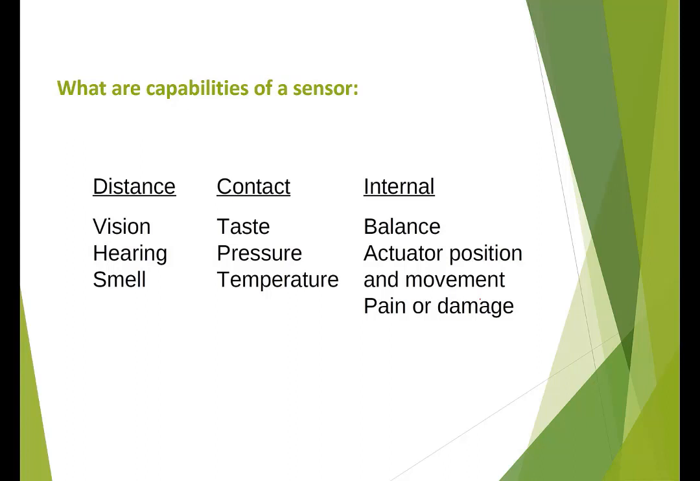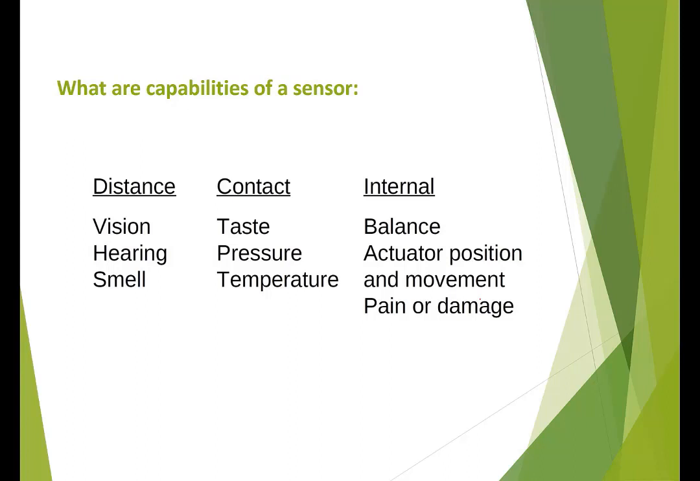Some robots require a sense of contact, and contact can have different definitions. For instance, tasting, feeling pressure or temperature. Consider a robot that needs to pick up a soft object. It would need to feel the pressure that it applies to an object in order to not compress it and destroy the object. That's a specific type of information that it can get through a sensor.